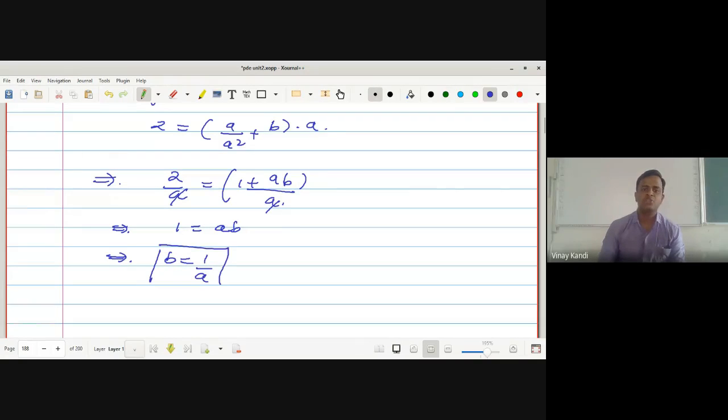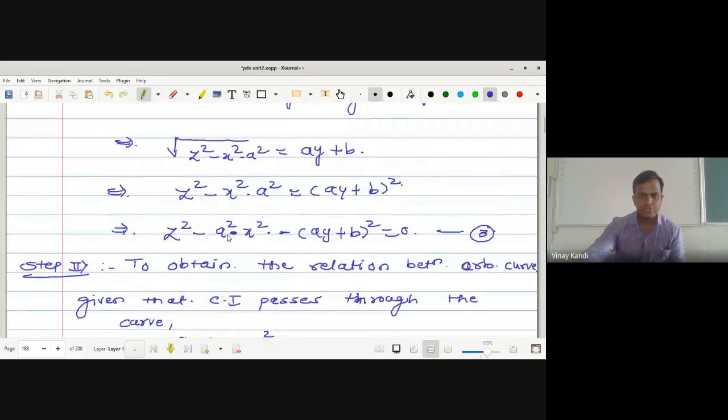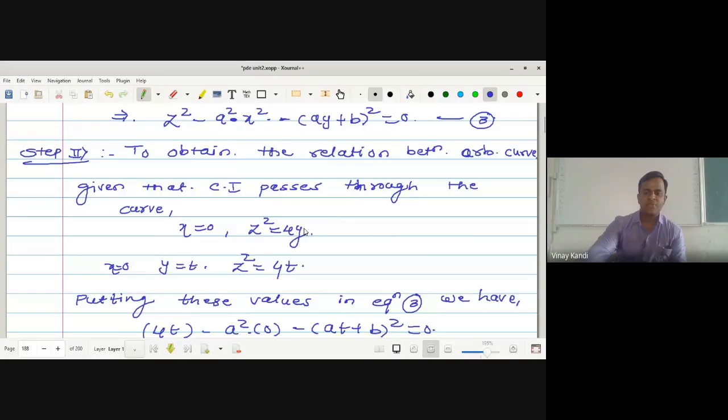Now putting the value of b is equal to 1 upon a in the given complete integral, okay, this complete integral, so here we get the one parameter family. ओके या दोन कॉन्स्टंट वरनं कशामध्ये कन्वर्ट होईल तो एक कॉन्स्टंट मध्ये कन्वर्ट होईल ज्यामध्ये एकच कॉन्स्टंट असेल. Okay, so then we get the one parameter family of curves.